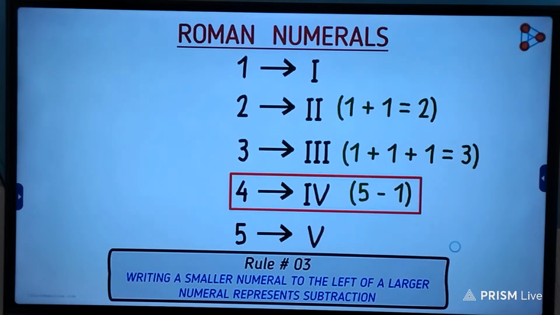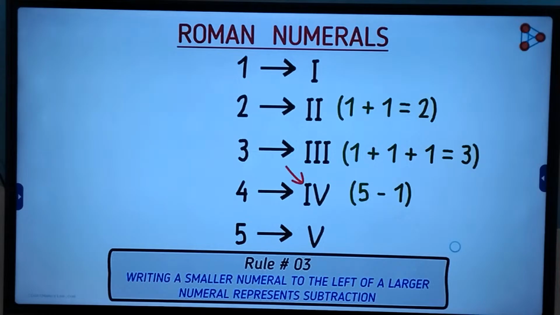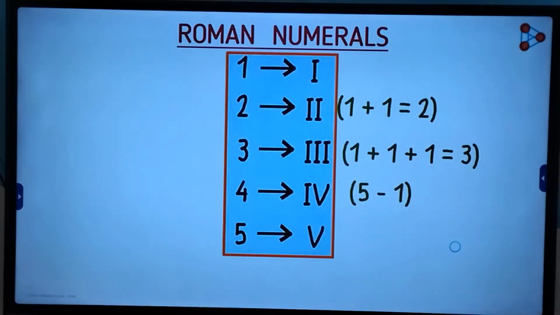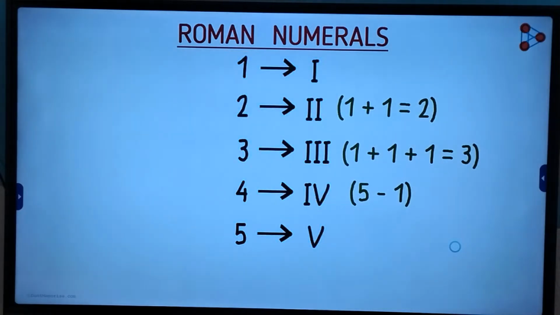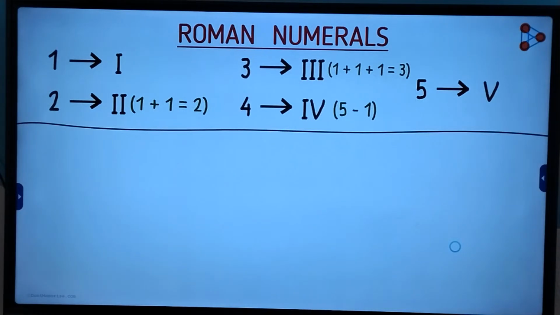Understand this well as it forms the base of the Roman numeral system. We wrote the numeral 1 to the left of numeral 5. And based on this rule, this implies subtraction of 1 from 5. That's how we get the Roman numerals for the first 5 numbers. Let me ask you another question. Can you tell me how to represent the number 6 in the Roman numeral system? One way could be to write it like this. But can we do so?